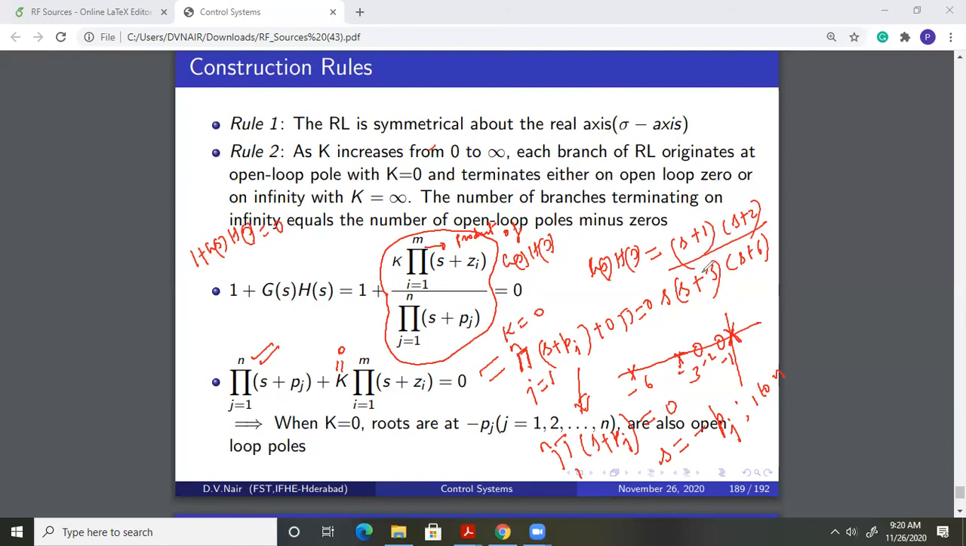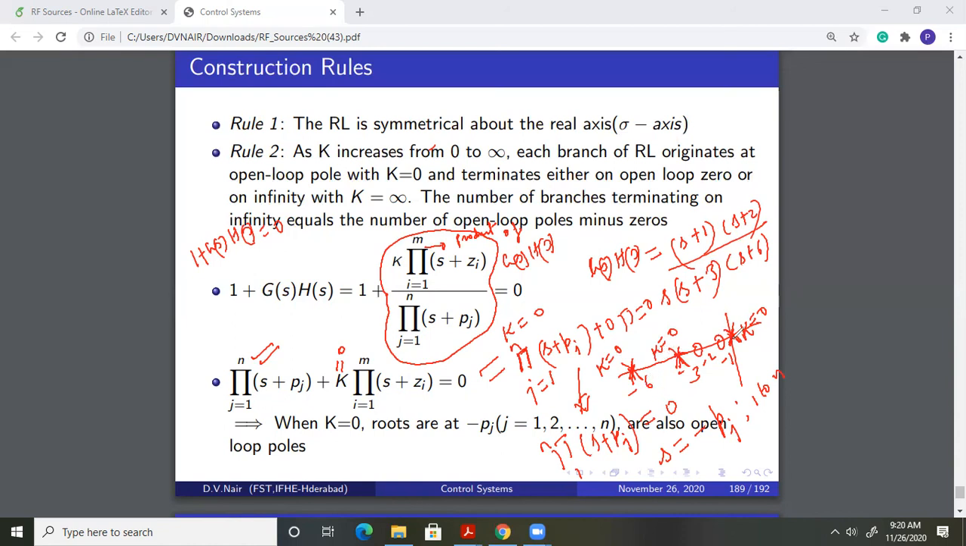For this example, if we keep this example in mind, then this symbol cross, which is an open loop pole, has now become a closed loop pole. Roots of the closed loop system are closed loop poles. For what value of k? For k equal to 0, right? For k equal to 0, these open loop poles have become what? Roots of the characteristic equation of the closed loop system, which are closed loop poles.